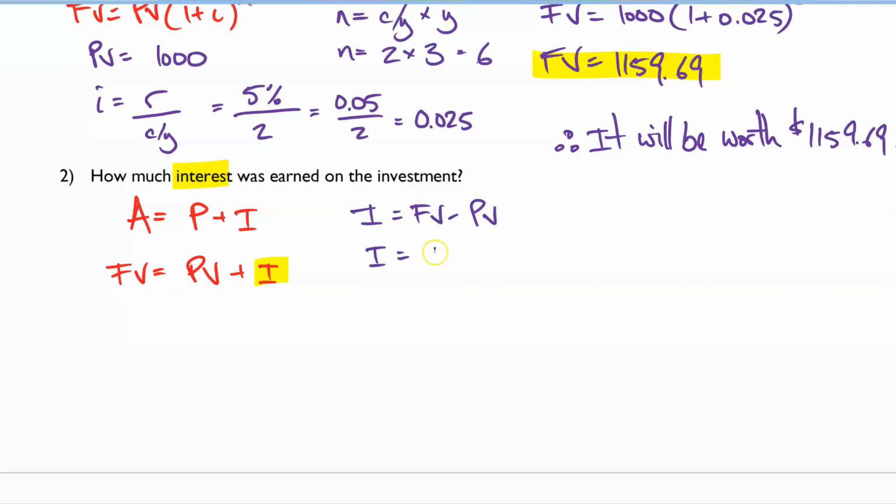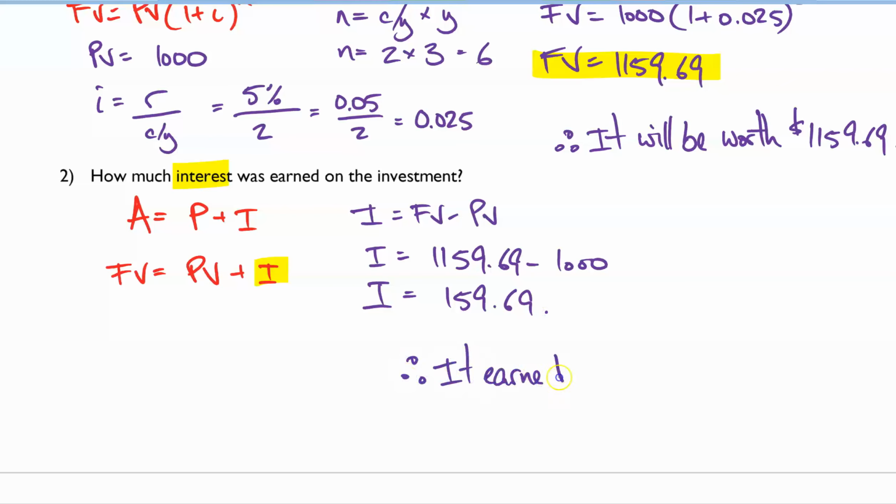I is equal to the FV of $1,159.69, subtract the PV of 1,000, and you're going to get I is equal to $159.69. Therefore, it earned $159.69 interest. Got it? Got it? Good.